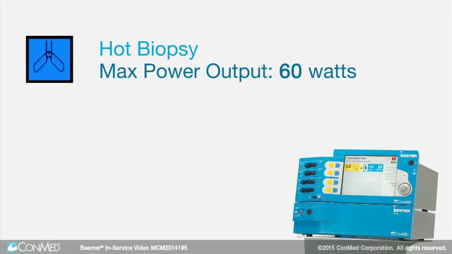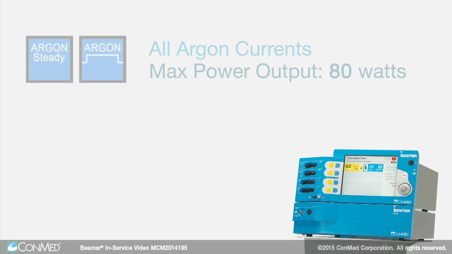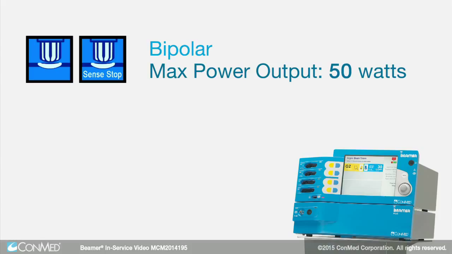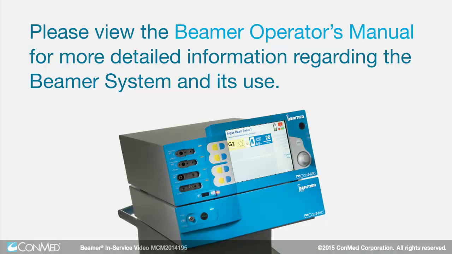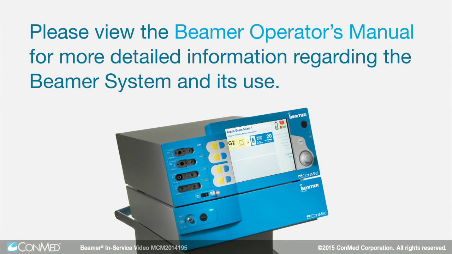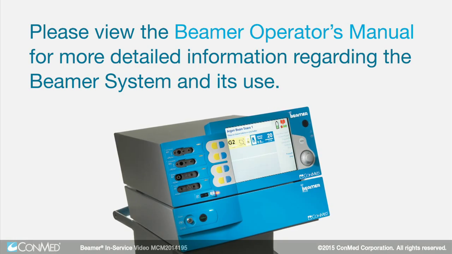The Hot Biopsy has a maximum of 60 watts, and the Spray Coag can deliver 80 watts. All four of the argon currents are capable of delivering 80 watts also. The bipolar maximum is 50 watts. These maximum levels are rarely, if ever, used. Please review the Beamer Operator's Manual for more detailed information regarding the Beamer system and its use.